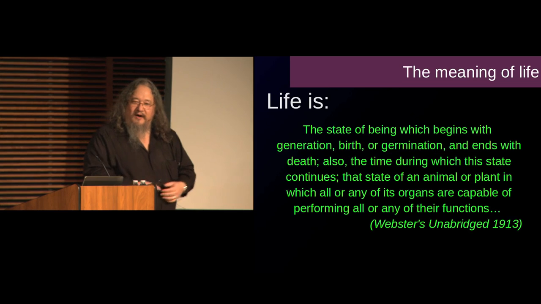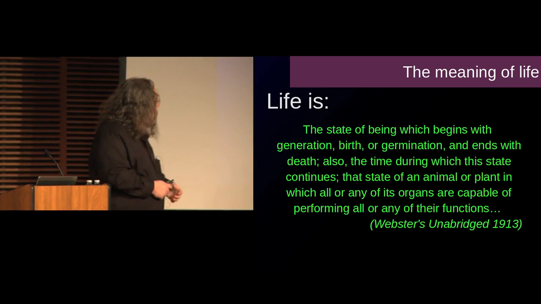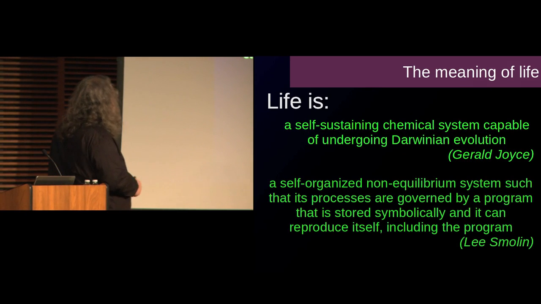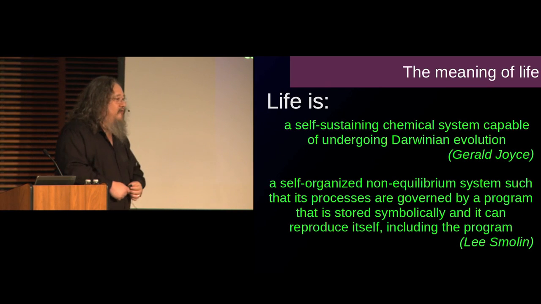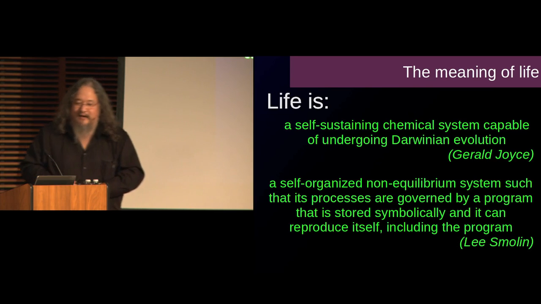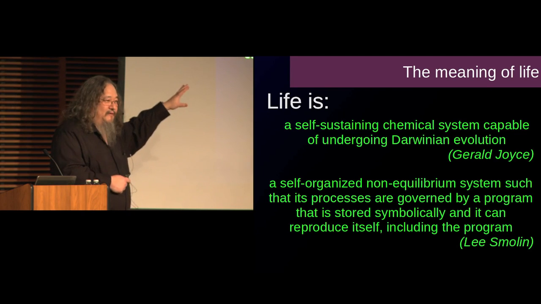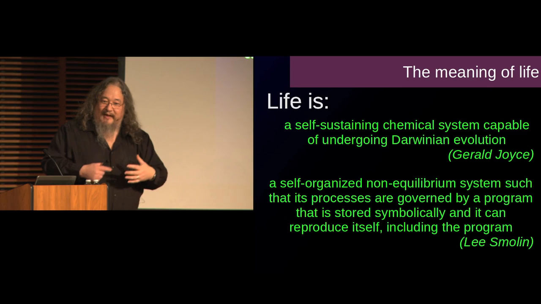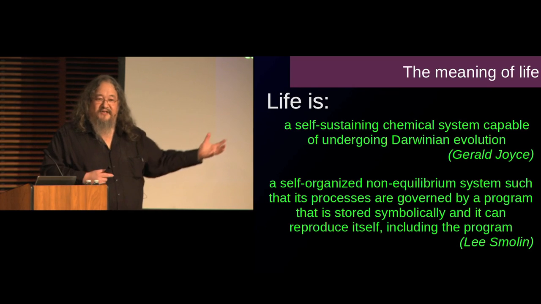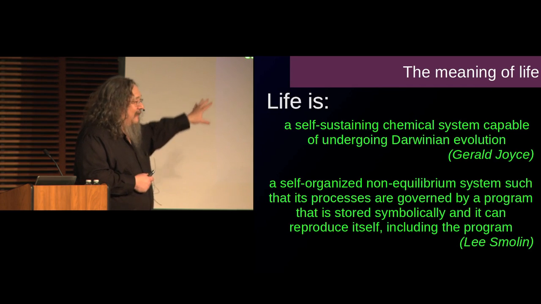Okay, but we wanted a characterization that would allow us to look at other things and say, is that life, yes or no? Here's a couple of definitions. A self-sustaining chemical system capable of undergoing Darwinian evolution. A self-organized non-equilibrium system, such that its processes are governed by a program that is stored symbolically and can reproduce itself, including the program. These things have some things in common: self-sustaining, self-organizing, something about self, and something about systems. Gerald Joyce is a chemist, Lee Smolin is a physicist. These are very complicated definitions.